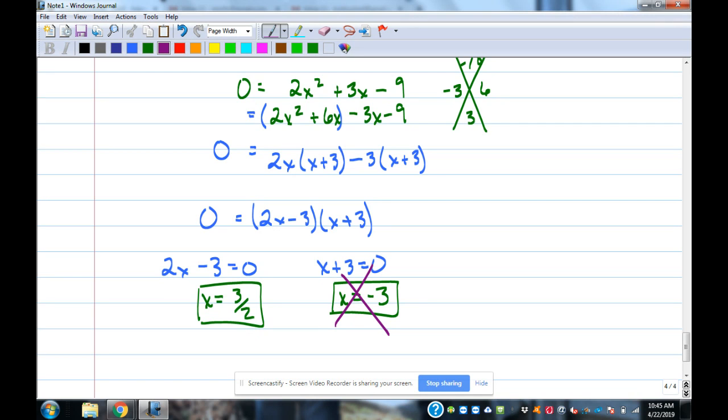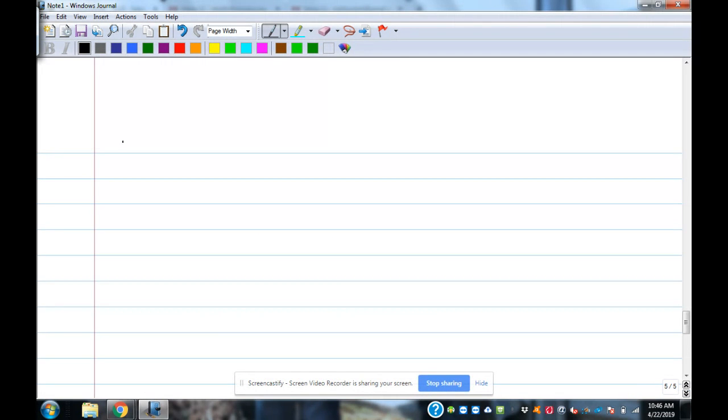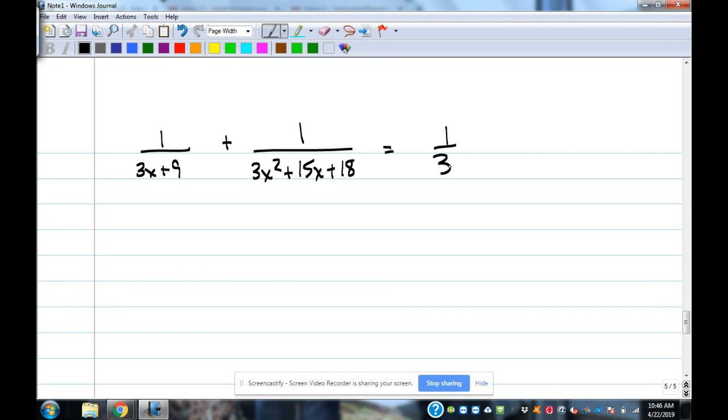Okay, let's do one that's a little tougher. Last one, and then I'll let you work. So, 1 over (3x plus 9) plus 1 over (3x squared plus 15x plus 18) is equal to 1/3. A lot of ones, which makes the numerators nice, but the denominators are not too friendly.